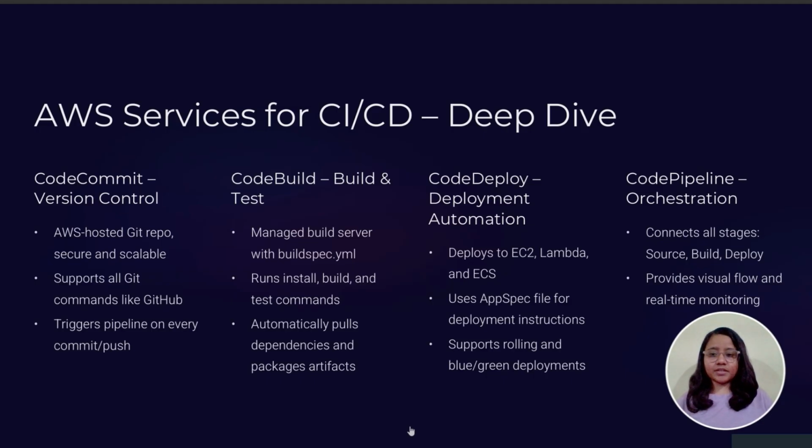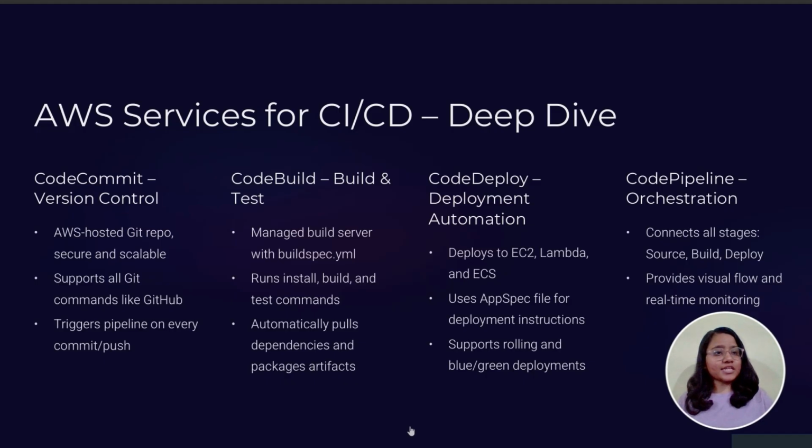First one is CodeCommit. It stores your code like GitHub, meaning an AWS hosted Git repo, which is secure and scalable. It supports all Git commands like GitHub. Then it triggers the pipeline on every commit or push. Next one is AWS CodeBuild. It is used for build and testing purposes. It compiles, tests and packages. Then CodeDeploy, it handles the automatic deployment, meaning it deploys to EC2 or Lambda functions. It uses an appspec file for deployment instructions.